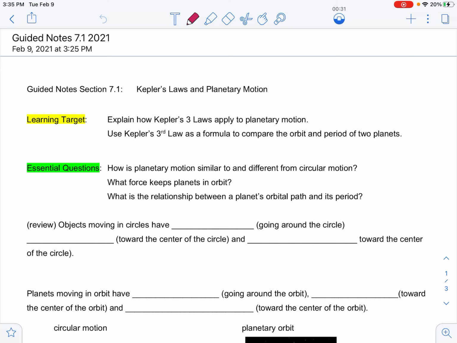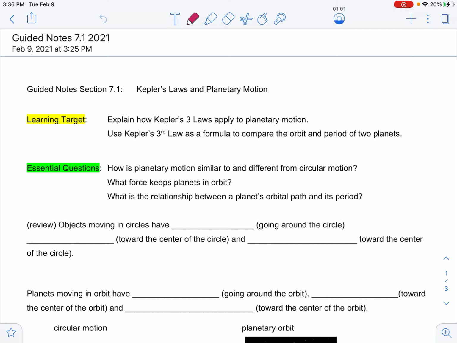So our learning targets today are to be able to explain how Kepler's three laws apply to planetary motion and be able to use Kepler's third law as a formula to compare the orbit and period of two planets. And our essential questions we're going to answer today: how is planetary motion similar to and different from circular motion? What force keeps planets in orbit? And what is the relationship between a planet's orbit and its period?